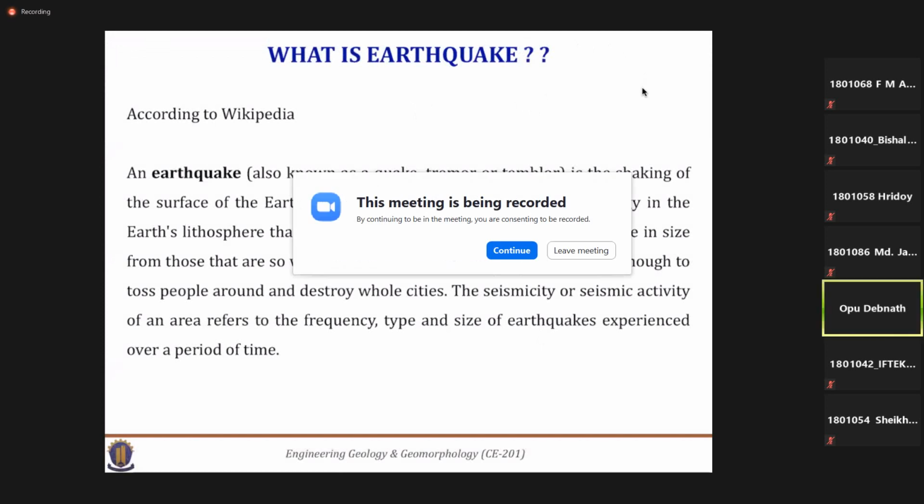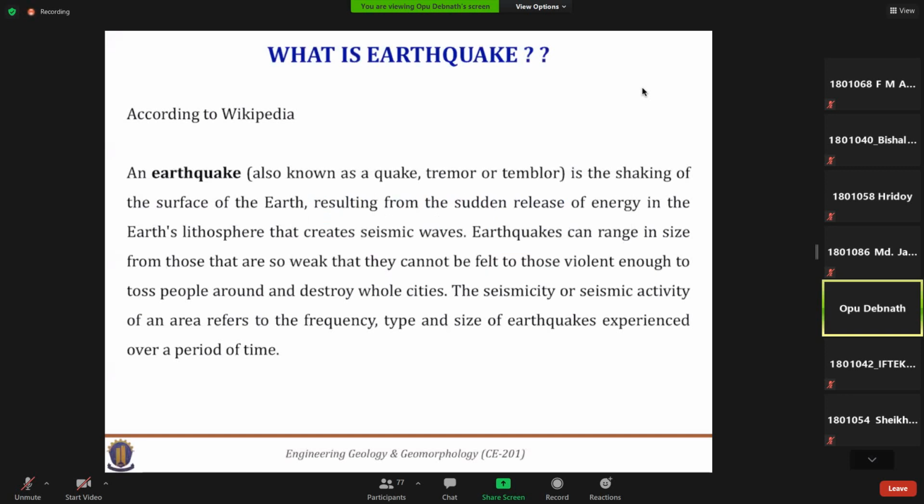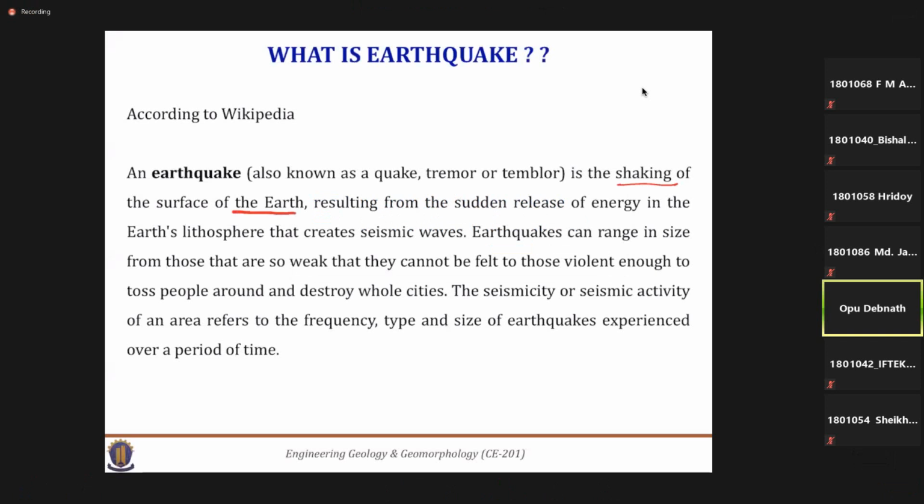Okay. So let's start our today's class. So today we will discuss about earthquake. So the first question may arise: what is earthquake? Okay. So this is a very common term, earthquake. That means the ground shaking. Okay. Simply, it's the shaking of the ground surface or the earth surface.